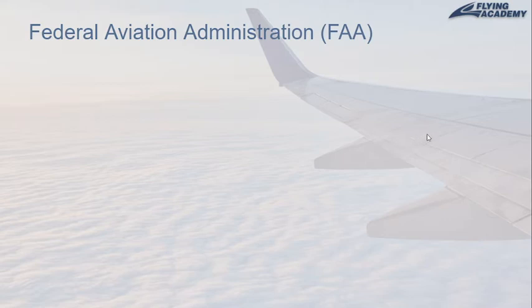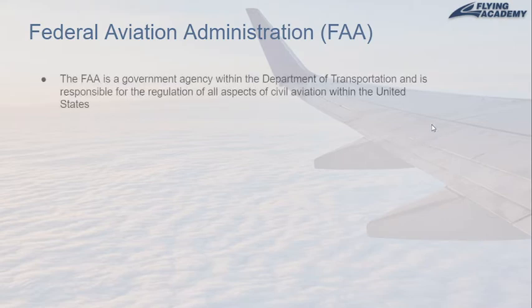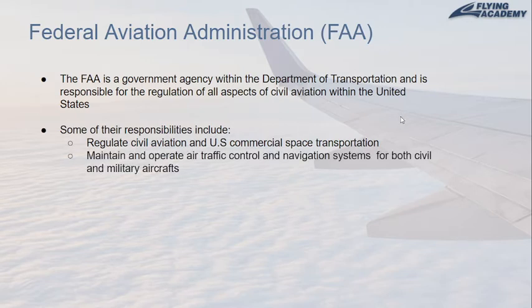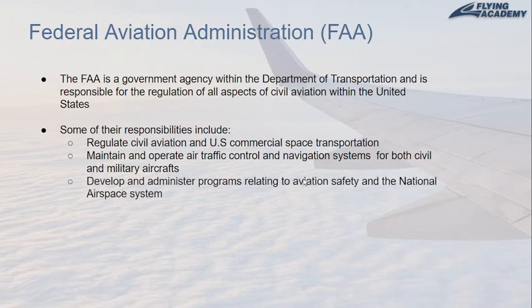So we'll start off with the FAA. The FAA is a government agency within the Department of Transportation. They're responsible for regulating all aspects of civil aviation within the United States. Some of their responsibilities include regulating civil aviation and commercial space transportation. They maintain and operate air traffic control and navigation systems for both civil and military aircraft. And they develop and administer programs relating to aviation safety and the National Airspace System.